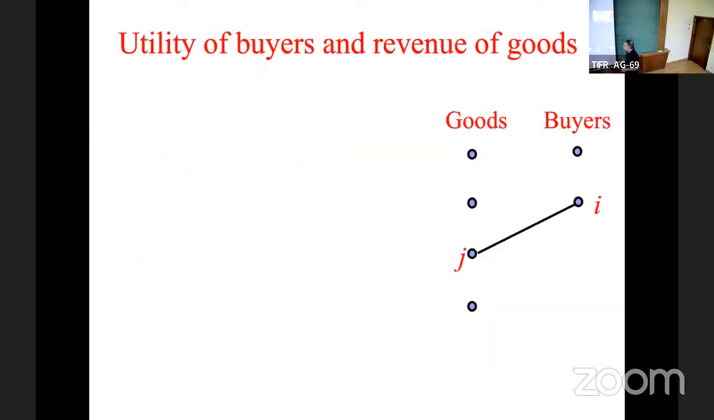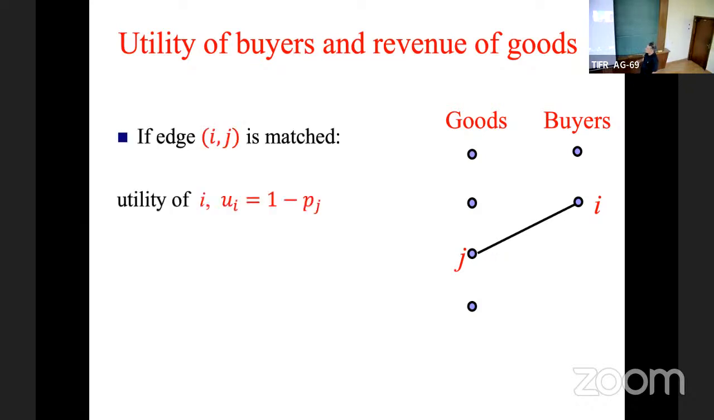Okay, so now I'm going to define some random variables, which are very straightforward in this case. The first ones at least. So the utility of buyers, I almost said it.